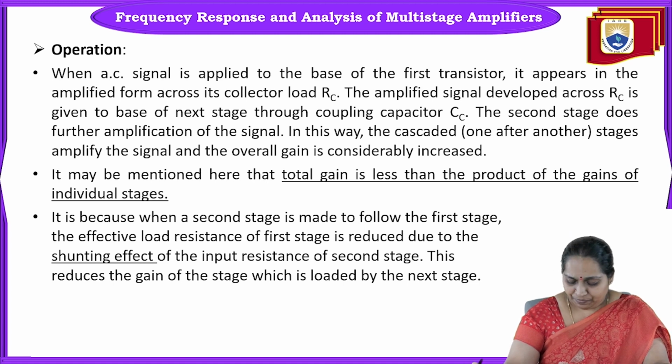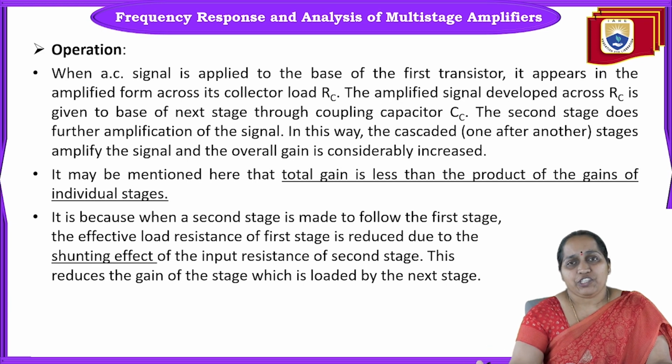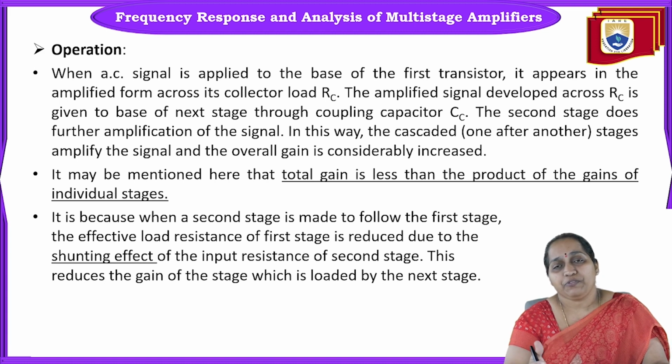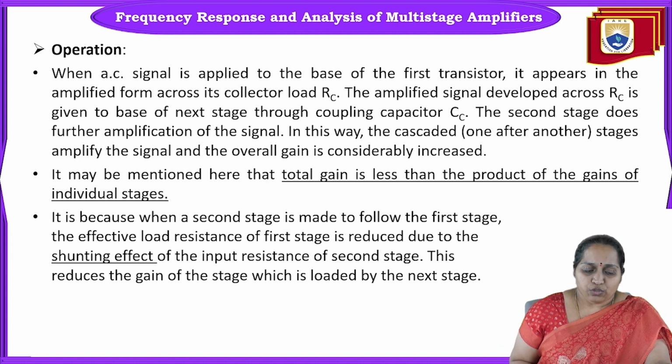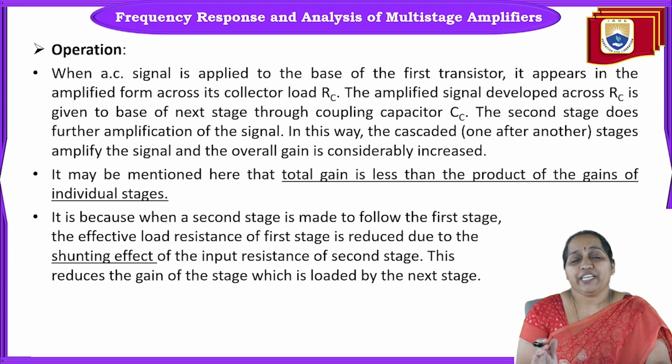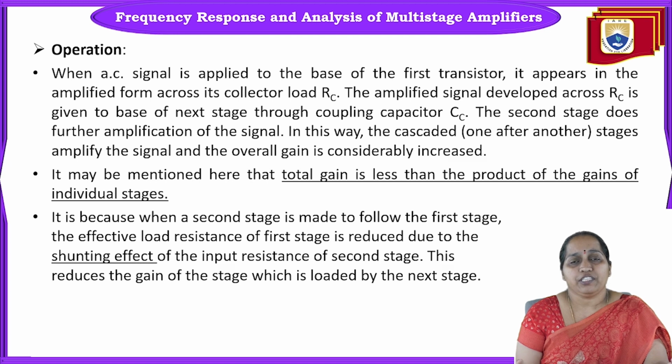The reason is that each stage has some input impedance, and due to this input impedance there is a shunting effect on the load impedance of the previous stage. The effective load resistance of each stage is reduced because of the shunting effect caused by the input impedance of the next stage. As a result, the gain of each stage is also reduced.